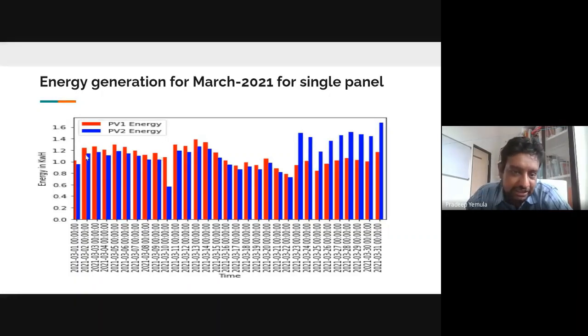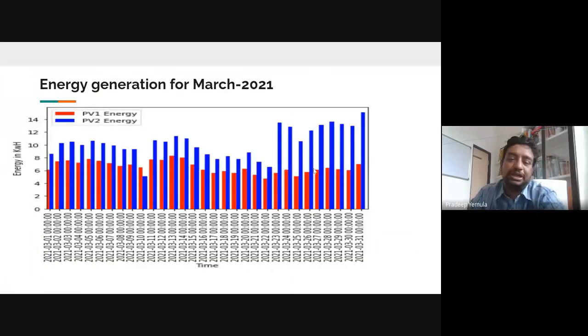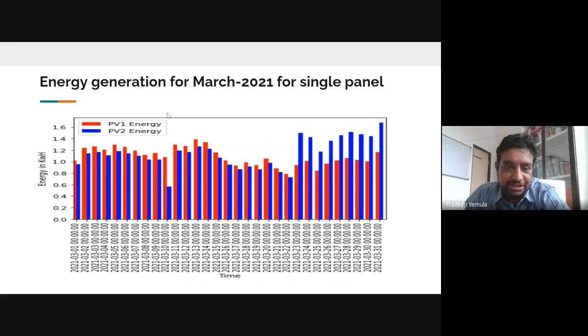Before cleaning it was almost the same amount of power, but after cleaning the blue is significantly more than the red, almost by about 30-40% increase. So immediately we can see the impact of cleaning of the panels. Again, I will show you, here you can see the panels are clean. Because of that, more energy is coming out from that. So this is one observation.